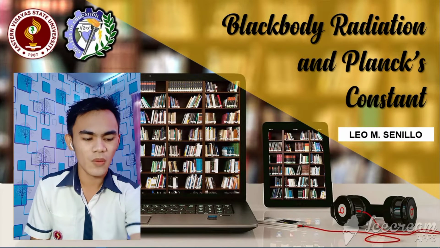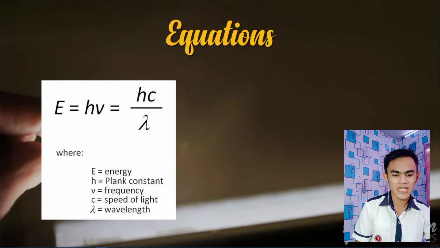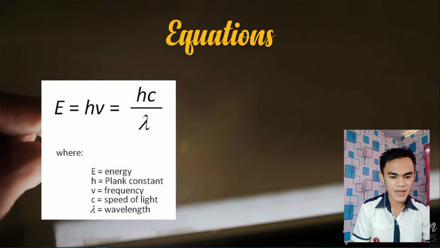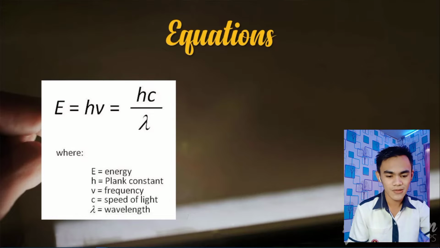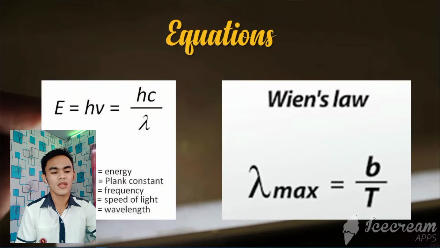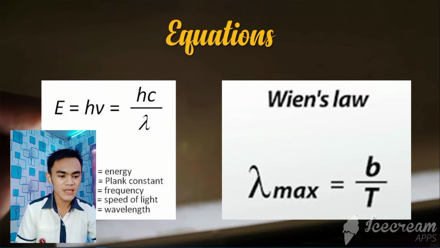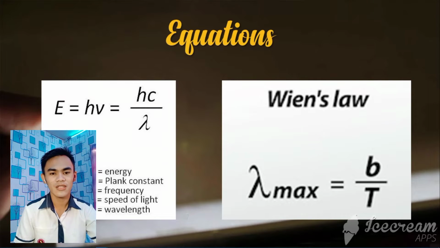Alright, so we have here the equation: E is equal to hv, or hc divided by lambda, where E is the energy, h is Planck's constant, v is the frequency, or it could be a small letter f, c is the speed of light, and lambda is the wavelength. Alright, so we also have here Wien's law. Wien's law states that the maximum wavelength is equal to b divided by the temperature, or letter T.